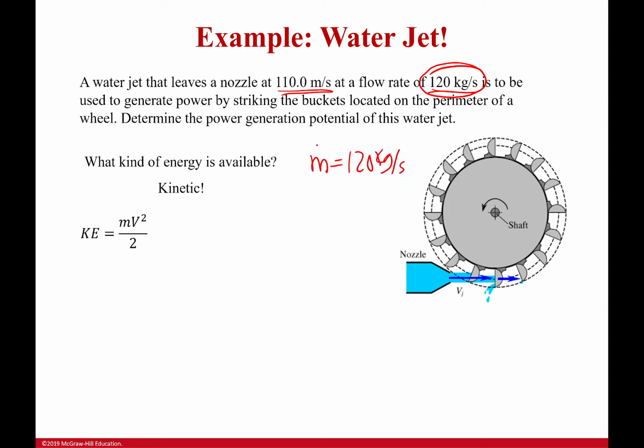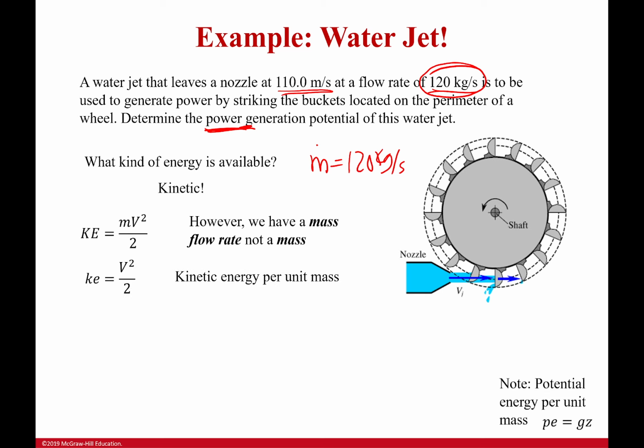Now, you could, if you wanted to, define some arbitrary time and figure out the kinetic energy, but it doesn't matter because it said what is the power generation, and power is energy over time. Well, if I have mass over time, that's equal to m dot. So I'm still good here. Even though we have a mass flow rate and not a mass, we can still solve this problem.